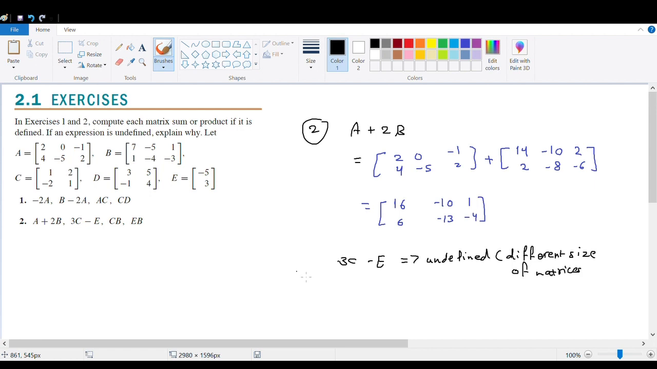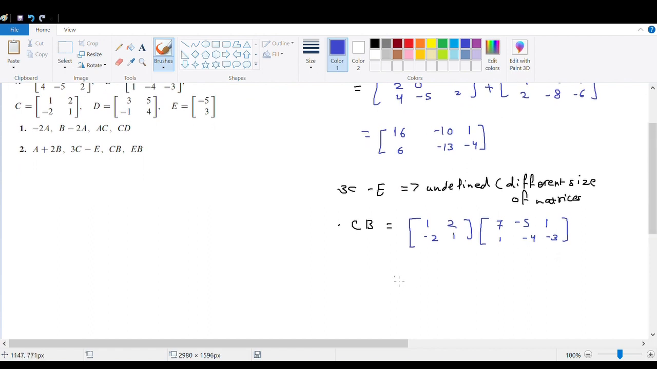Then we have CB. CB means we need to multiply the matrix C by the matrix B. This one is 2 by 2, this one is 2 by 3, so the multiplication is defined. So C is 1, minus 2, 2, 1, multiplied by B, 7, 1, minus 5, minus 4, 1, minus 3. So we multiply the first row by the first column. This will give us the first entry.